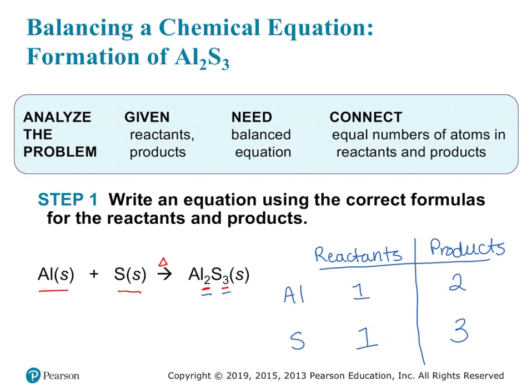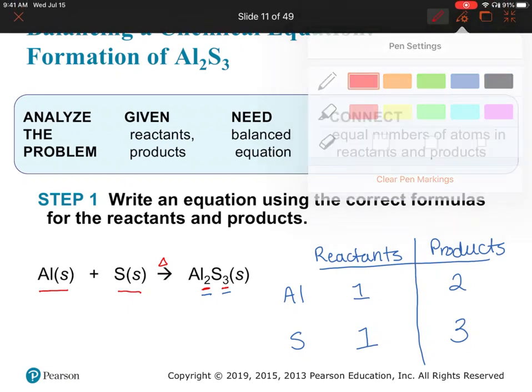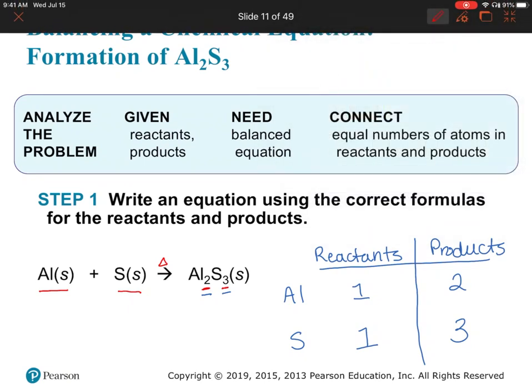Okay, so now I need to balance this equation. So we can see that aluminum is not balanced and sulfur is not balanced. They don't have equal numbers on each side. So let's start with aluminum. We want 2 aluminum atoms on each side. So what I'm going to do is essentially multiply aluminum, oh, not by 3, by 2. I was thinking of sulfur. So I'm going to multiply aluminum by 2.